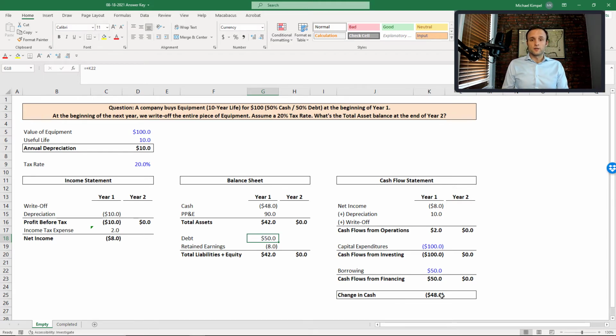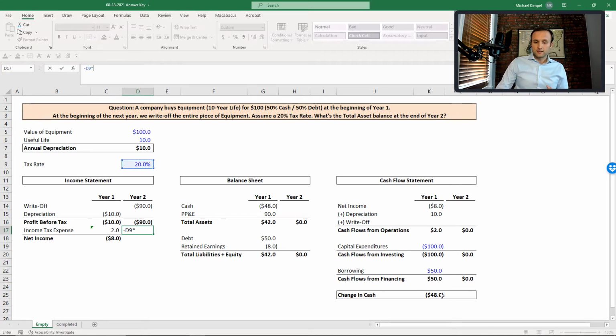Now we need to move over to year two. In year two, we start by writing off all of the equipment that remains. So we have a negative $90 write-off because that was the balance of the account at the end of the last year. And then we're going to record the tax impact of that, which again is negative 20% times our taxable income. So we actually get a tax benefit from that write-off. We add these things up, and that gets us to a net income impact of negative 72.